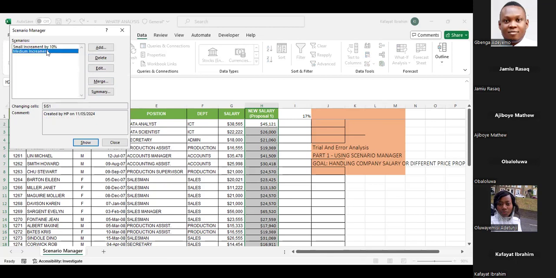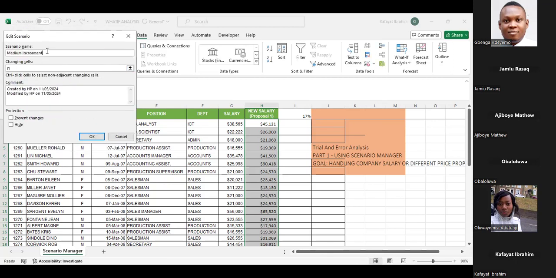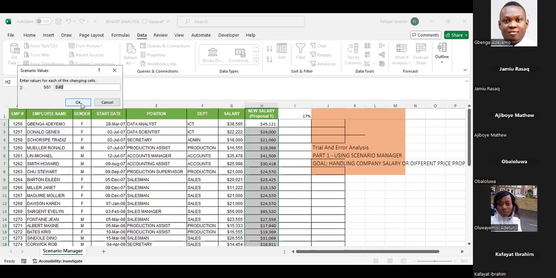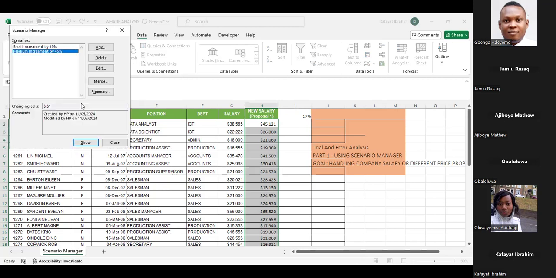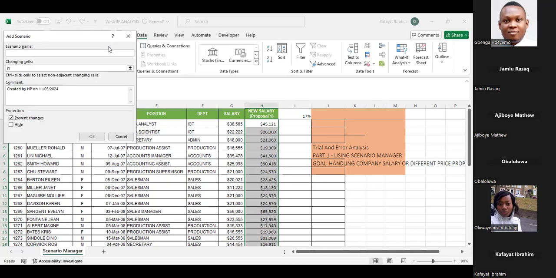Edit that one too. Edit the medium one too. Put beside it medium increment by 45%, so that we'll know exactly what we are dealing with. Okay. Good. So now click on add. Let's do the last one. The last scenario now. Click on add.